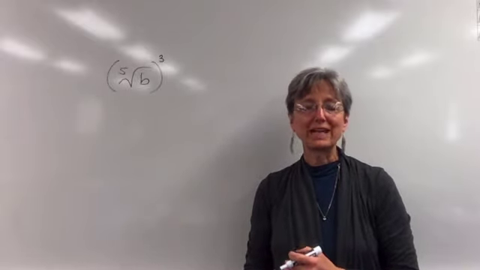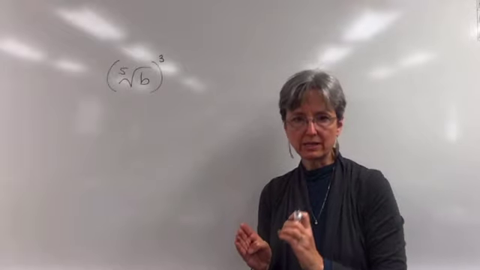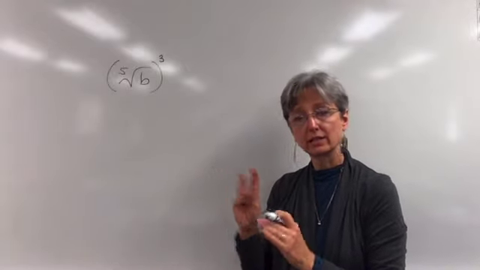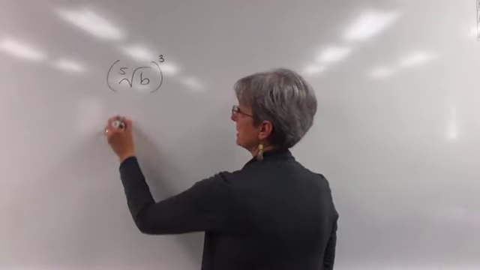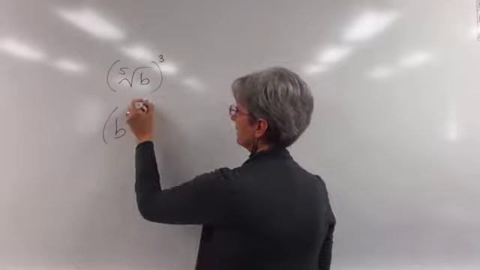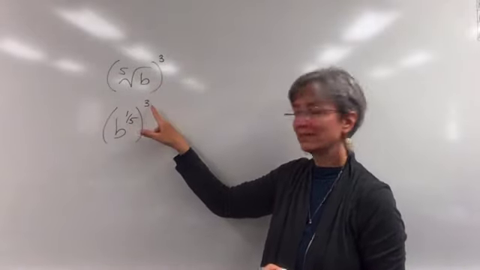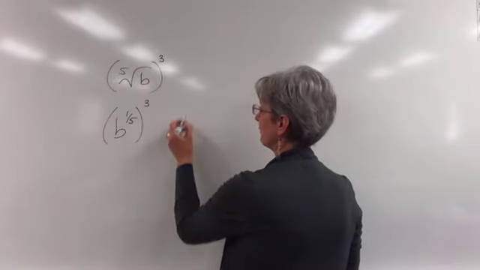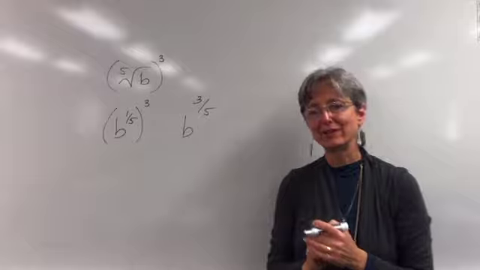Here's another one we've been asked to change to exponential form. I'm going to do this one step by step so that you can kind of see why it is the way it is. The fifth root of b is the same as b to the power of 1/5, right? And if I take that and raise that to the power of 3, you see it's 1/5 times 3, and that's why your final answer is b to the power of 3/5.